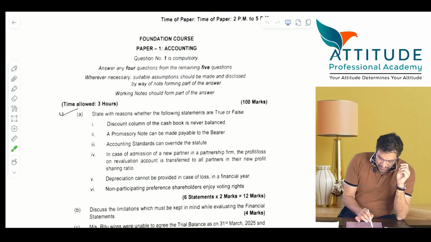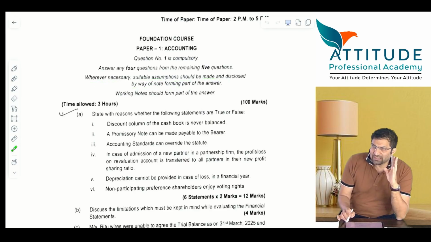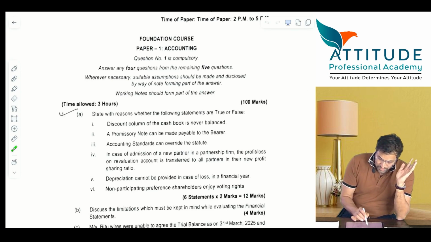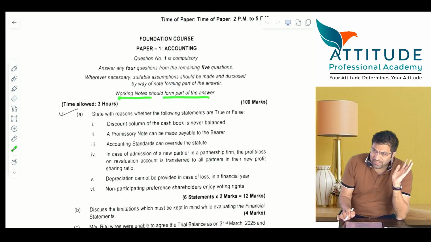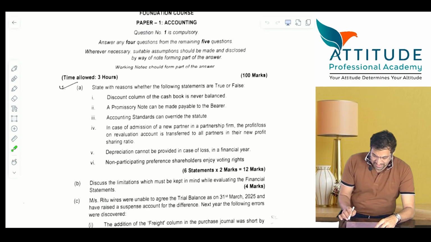Look at the way they have given. Wherever necessary, suitable assumption should be made and disclosed by way of note forming part of the answer. Right? For example, goodwill valuation. Correct? Which method have you used? Sometimes some people use simple average or weighted average. I told you, whenever there is a trend, you use what? Weighted average. Write the assumptions. Okay? Working notes should form part of the answer. Without working notes, you will not get any marks. Okay. Shall we start, guys?